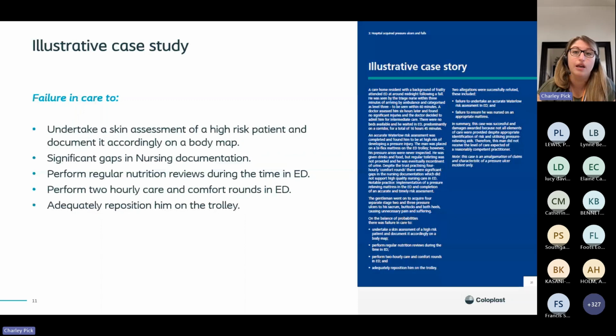There were significant gaps in this gentleman's nursing documentation. They didn't perform regular nutrition reviews during his time in ED. They didn't perform 2-hourly care and comfort rounds whilst he was in ED, and he was not adequately repositioned on the trolley. Now, this gentleman was awarded compensation due to the gaps in his care in repositioning, the inadequate comfort rounds, the irregular nutrition and hydration, and the lack of a skin inspection.